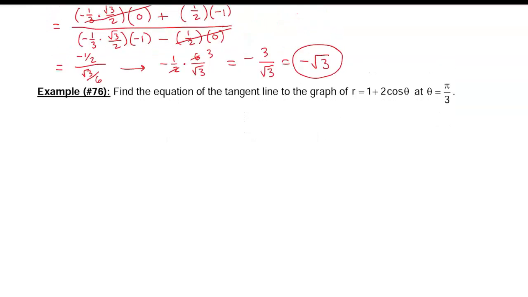Please go to the next example, number 76 from the book, and work that problem out on your own, and then turn the video back on to check your work. So go ahead and pause the video now.